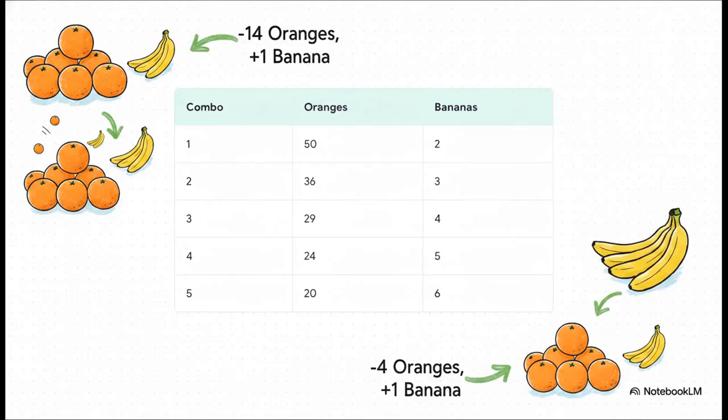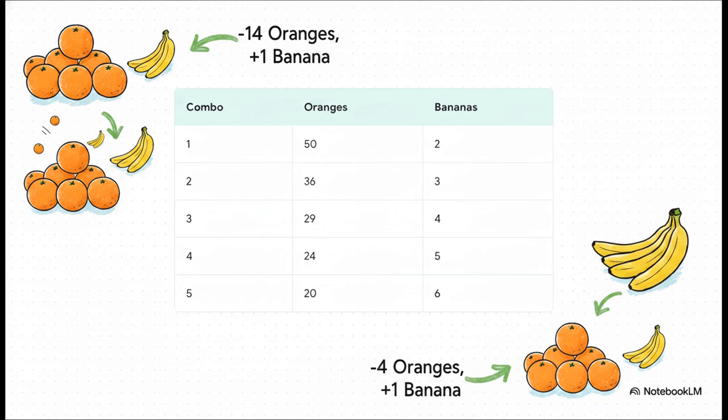Take a look at this indifference schedule. It brilliantly illustrates the concept. Notice the trade-offs in those columns. To go from having 2 bananas to 3, the consumer is perfectly willing to give up 14 whole oranges just to keep your total satisfaction exactly the same.